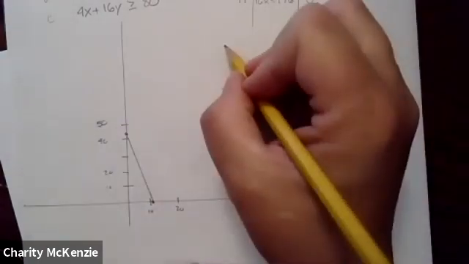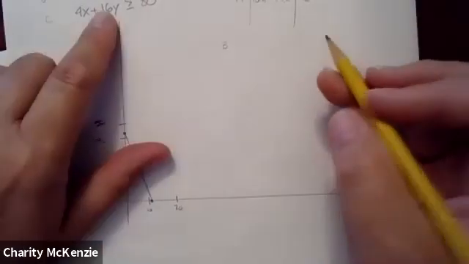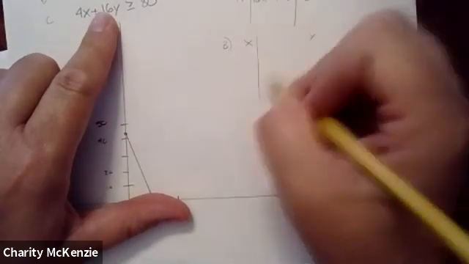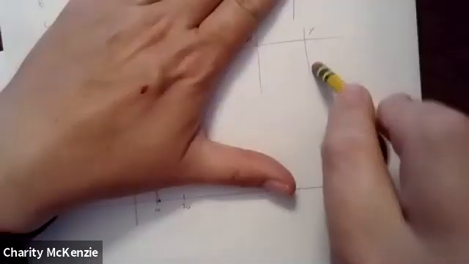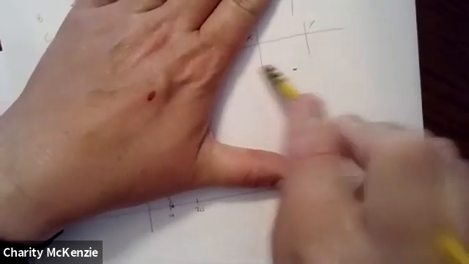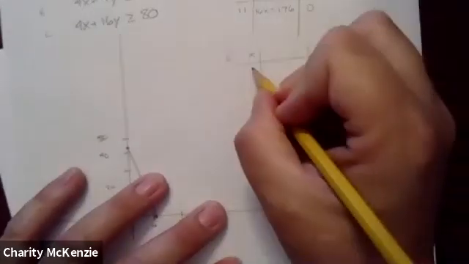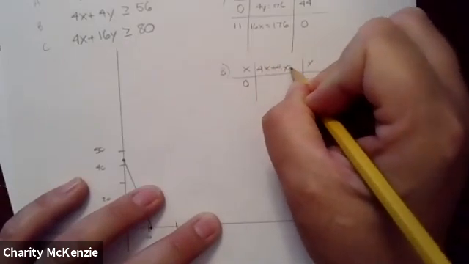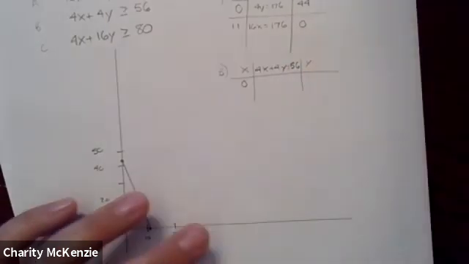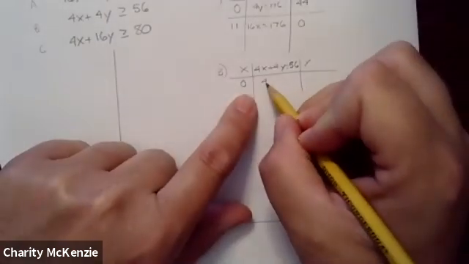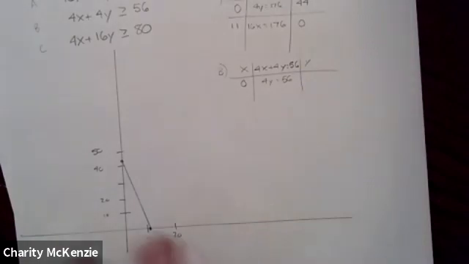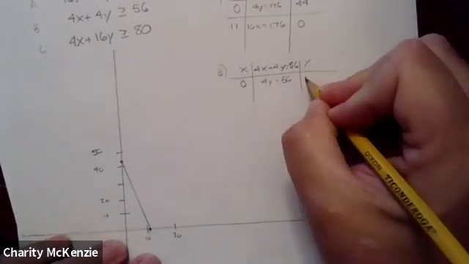So then let's do that second section here, B. We're going to do the same thing here. We're just going to make ourselves a little chart. And this time we're going to put in our zeros again. I'm going to put in a 0 for x. So this one is 4x plus 4y equals 56. And 0 for x would leave me 4y equals 56, and 56 divided by 4 is 14.